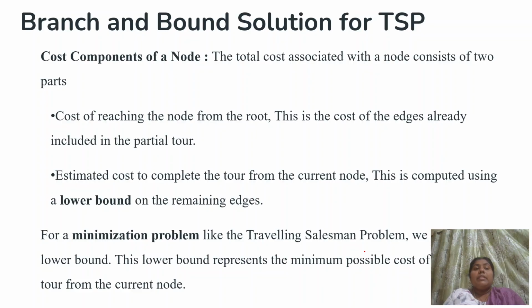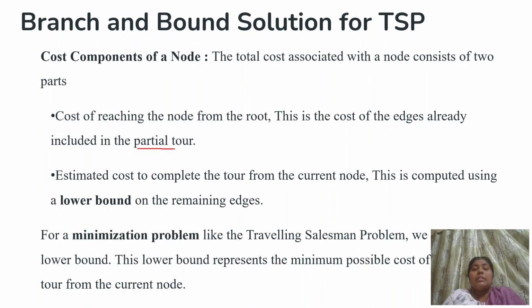In the traveling salesman problem, the cost component is a very important factor. The main thing is the cost of reaching a node from the root. Starting from the root with an initial node, each node we generate is given as a partial tour.